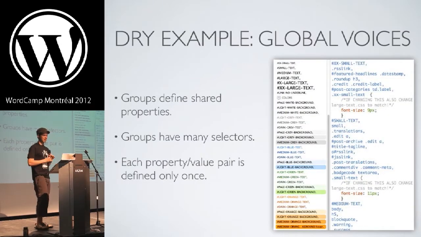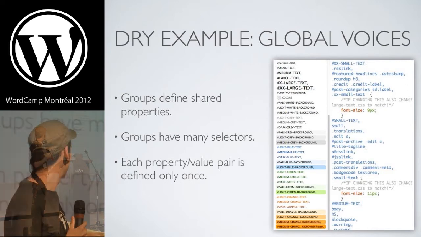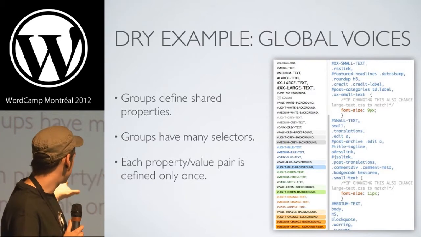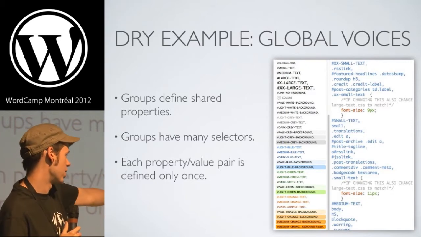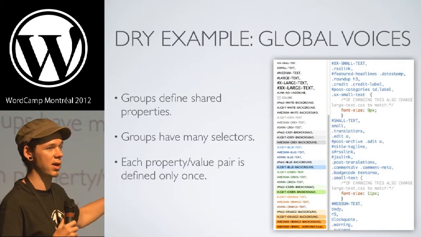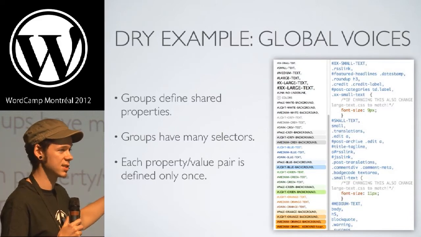So how did I do it? Just as the broadest overview, I have groups that define shared properties. You can see here, small text, and then it has one property, font size 11px. That's a group. The groups have many selectors, so you can see that under small text, I have a bunch of different things that are small text, and then each property value pair is defined only once. So that should be the only place in my whole style sheet that says font size 11px.